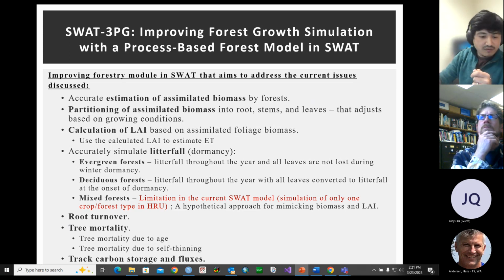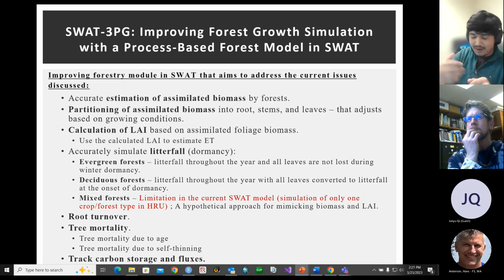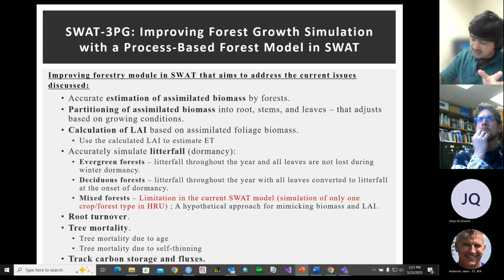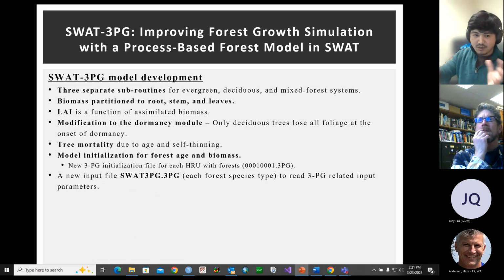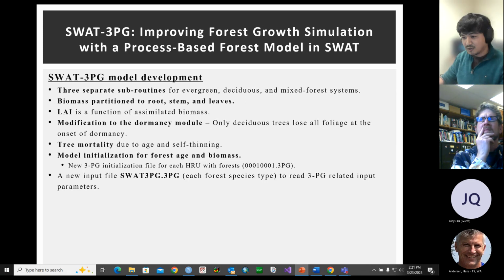On top of that, we also improved root turnover, because that's important, right? We also included tree mortality. That's something SWOT could not do before, but it's something that happens in reality, right? So tree mortality due to age as well as self-thinning, so self competition. We incorporated that, and with that we also added outputs so that we could track all these carbon storages and fluxes well. So that is how we developed the SWOT 3PG, right? This paper is under review right now. It should come out soon. But if anybody has questions related to this, we can always talk more in detail.